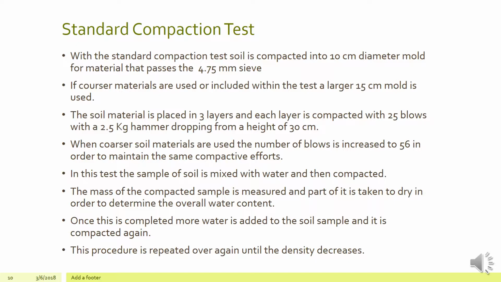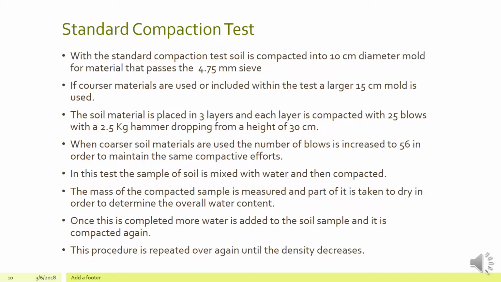The soil material is placed in 3 layers, and each layer is compacted with 25 blows with a 2.5 kilogram hammer dropping from a height of 30 centimeters. When coarser soil materials are used, the number of blows is increased to 56 in order to maintain the same compactive effort. In this test, the sample of soil is mixed with water and then compacted. The mass of the compacted sample is measured, and part of it is taken to dry in order to determine the water content.